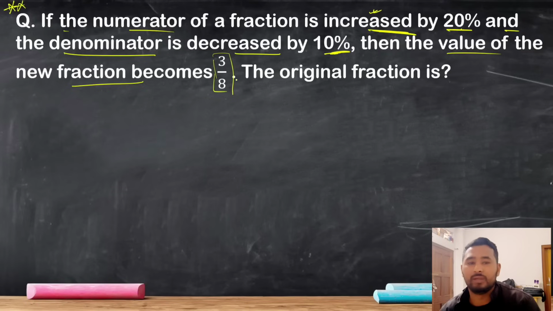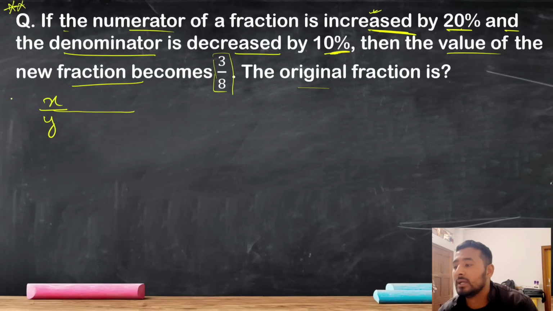The value becomes 3 by 8. What is the original fraction? Let the fraction be written in the form of P by Q, or X by Y. Now what is it saying? The numerator of the fraction is increased by 20%. So the numerator here is X, this is our numerator, and this is our denominator, Y.